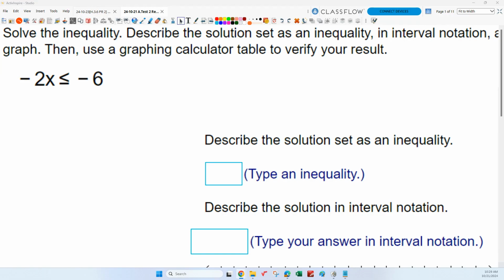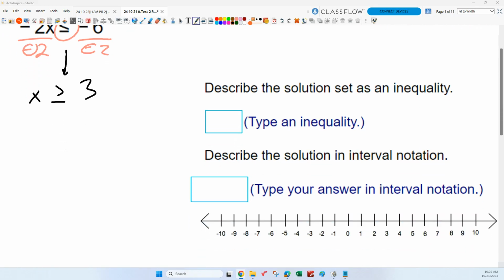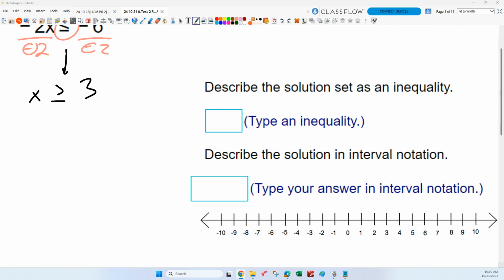Divide by -2. And what's important about that? Yes, there we go. Because we divided by a negative, we've got to flip that sign. So we end up with x is greater than or equal to -6 divided by -2, which is +3. There's our solution. They want us to type in the inequality first, right? Make sure you're always reading the part in the blue parentheses that tells you what they're expecting for an answer. So there's our first answer: x is greater than or equal to 3.